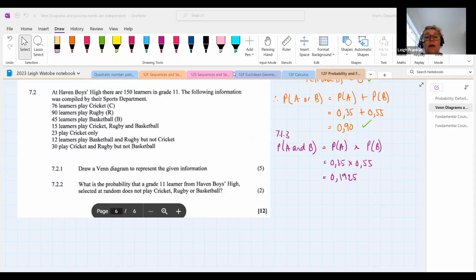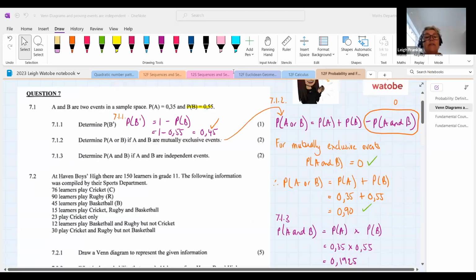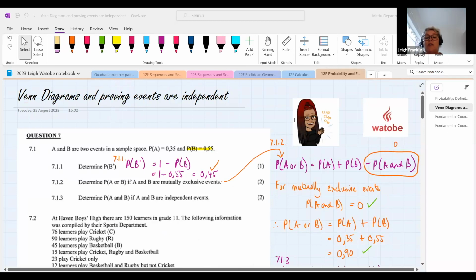Sorry, just a question coming through. Ma'am, for 712, are the events mutually exclusive? Yes, they told us that. Okay, so that's why we said that the probability of A and B was equal to 0, because these events are mutually exclusive. If they were not mutually exclusive, then the probability of A and B would not be 0.